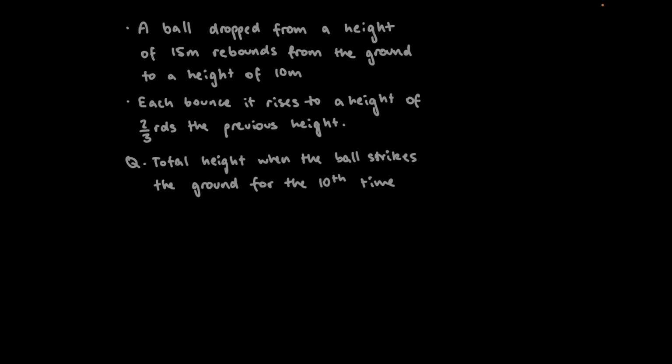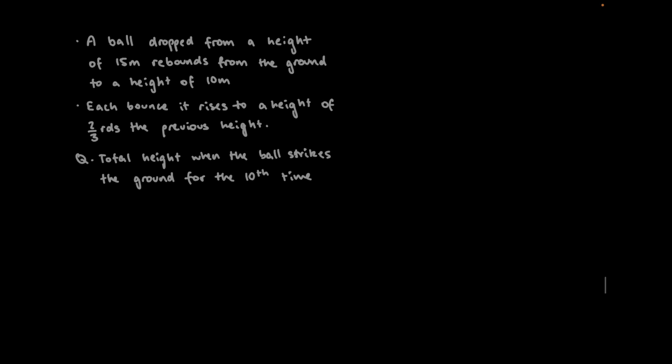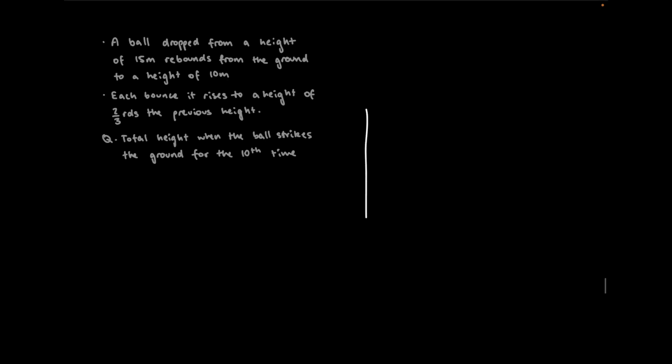Okay, and this is our last question. A ball is dropped from a height of 15 meters and rebounds from the ground to a height of 10 meters. So I'm going to draw this out each step of the way. So if we were to have a little building here, and we have this as the ground.